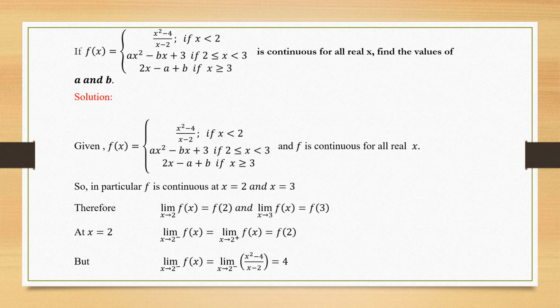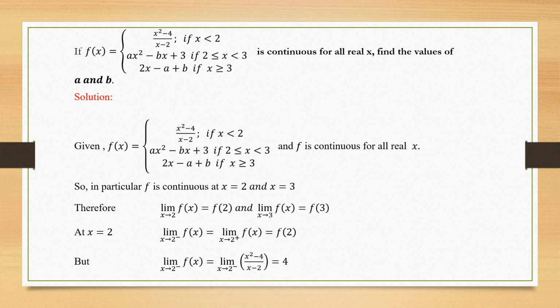x square minus 4 can be written as x plus 2 into x minus 2. I repeat, I am applying the a square minus b square formula. So x square minus 4 can be written as x minus 2 and x plus 2. Then x minus 2 and x minus 2 get cancelled, and you land up with x plus 2 in the numerator. If it's x plus 2, then it is very easy. If I substitute 2 there, I get 2 plus 2, which is 4. So my left hand limit is 4.